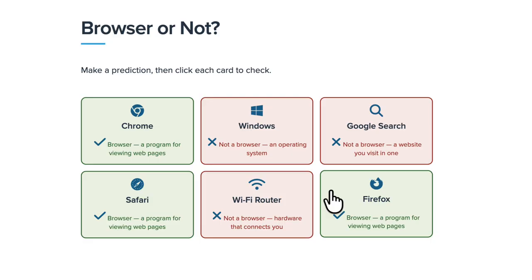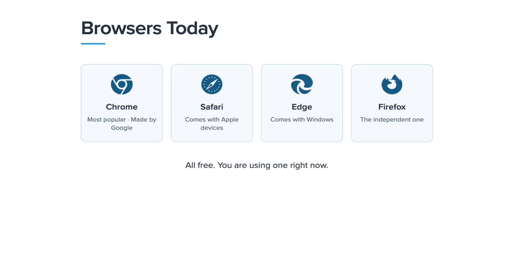Now, let's meet the rest of today's browsers properly. These are the big 4 browsers today: Chrome, Safari, Edge, and Firefox. Chrome, made by Google, is the most popular one in the world. Safari comes with Apple devices, Edge comes with Windows devices, and Firefox is the independent one. These browsers are all free to use. You're using one right now. This video is playing inside one of these programs at this very moment. Do you know which one you use?